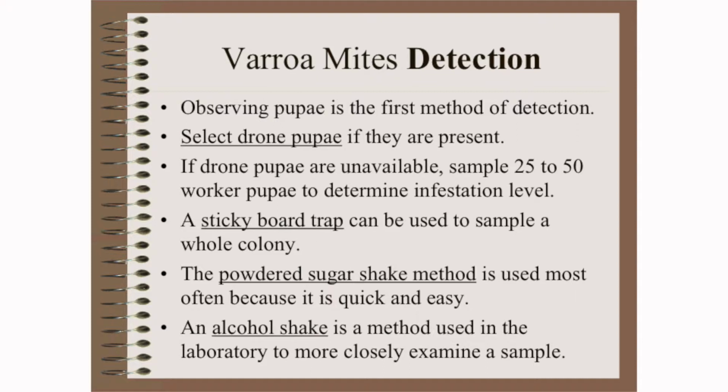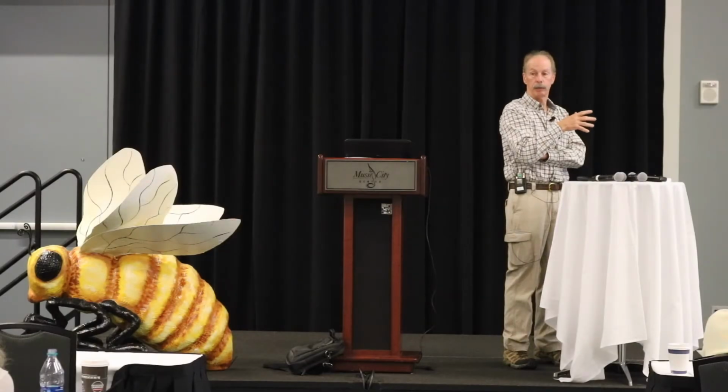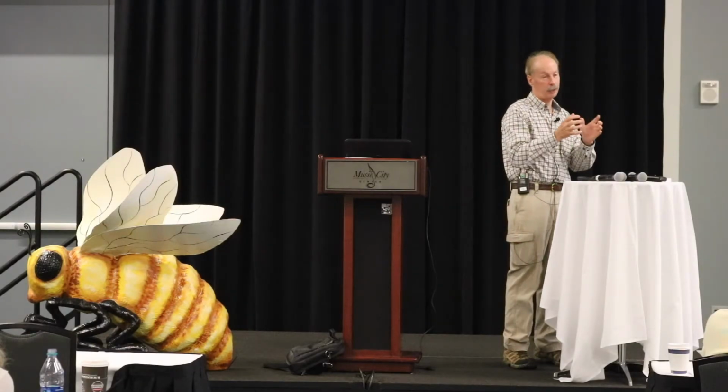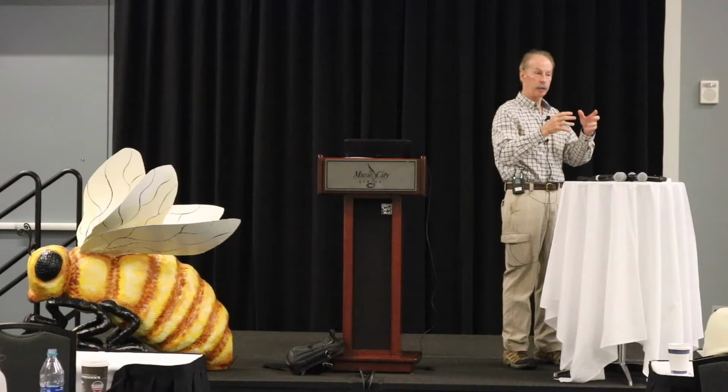There's another method called the powdered sugar shake method. You would collect live bees in a quart jar or something, a mason jar, and add say a tablespoon of powdered sugar, and you're going to coat the bees. You're not going to shake it hard. It's not like a blender. You're not making a smoothie or anything. So you want to just tumble it a little.